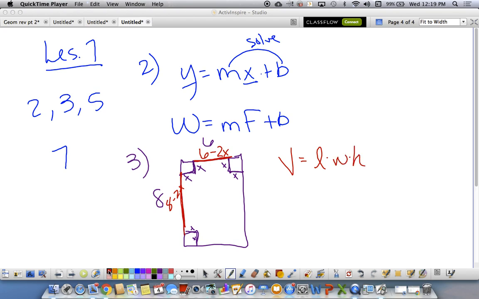So when they want the volume, what do you know about volume? Do you have a length? What is your length? 6 minus 2x. Do you have a width? 8 minus 2x. Do you have a height? And then you're going to have to FOIL, distribute, solve, kind of. And the wonderful, nice thing is they drew it for you. And they actually gave you numbers 6 and 8. Sometimes they don't even do that.